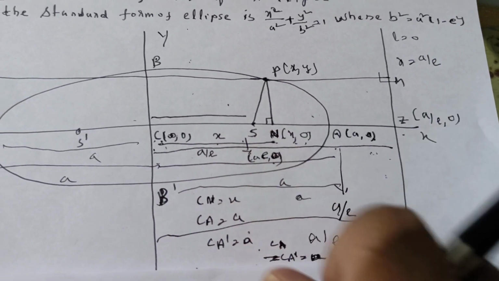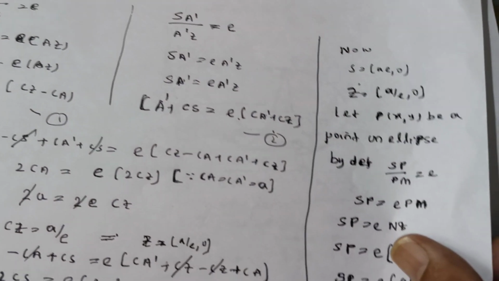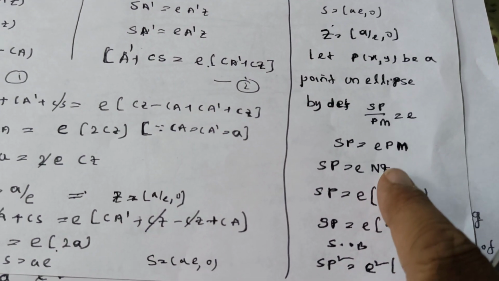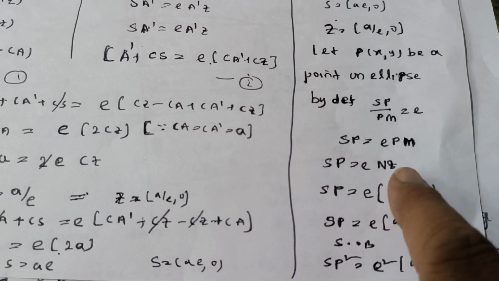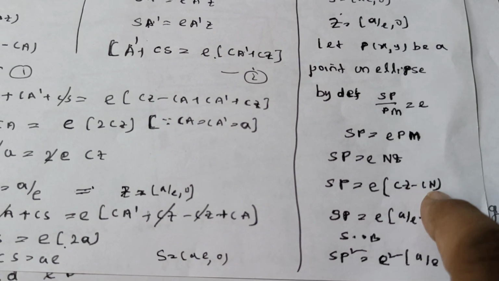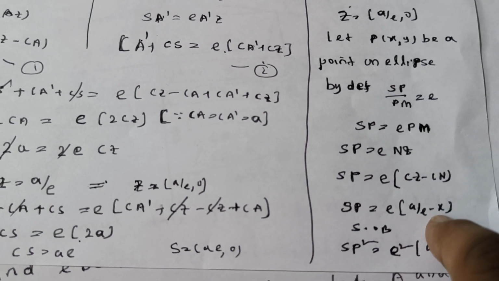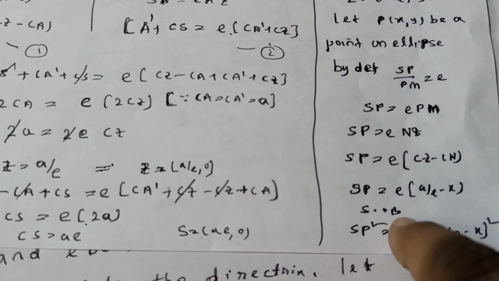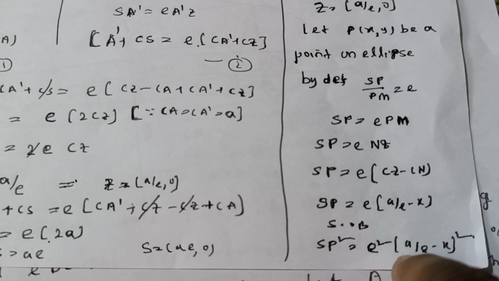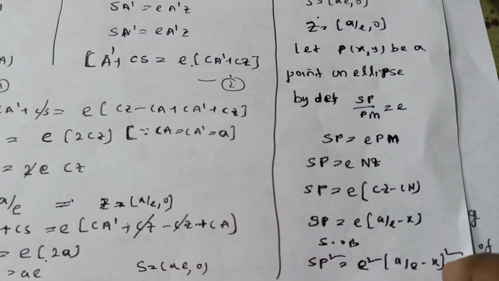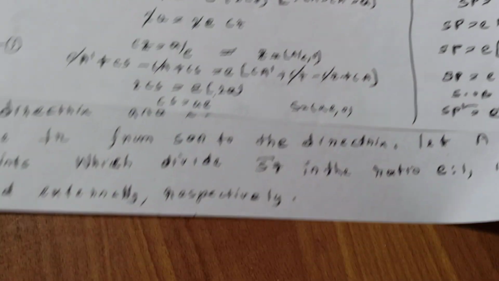CN length stands for what? X. That's what I have written in my next statement. What is PM equal to NZ? NZ is what? CZ minus CN. CZ length is what? A by E. And what is CN length? That is nothing but X. Go for squaring on both sides. SP square is equal to E square into A by E minus X whole square. Now we will move on to the next part.